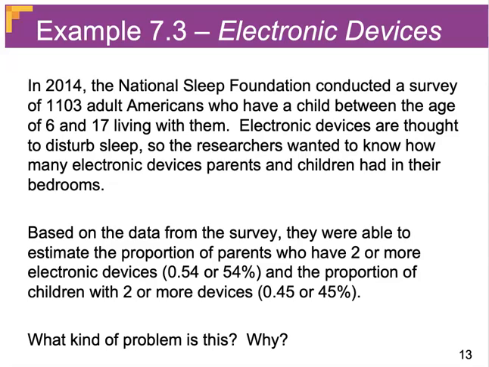We know that electronic devices are thought to disturb sleep, and so these researchers wanted to know how many electronic devices parents and children had in their bedrooms so that they could see if there was a relationship there. They collected data from the survey, and they found that the estimate for the proportion of parents who have two or more electronic devices was 54%, and the proportion of children with two or more electronic devices was 45%. So what kind of problem is this that these researchers were asking? Since they simply tried to estimate the proportion, this is an estimation problem.